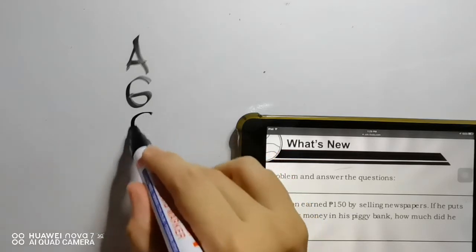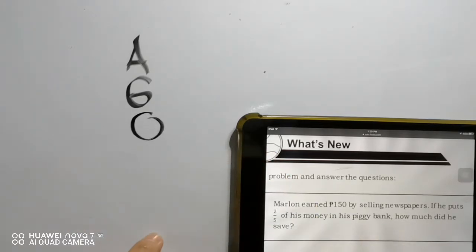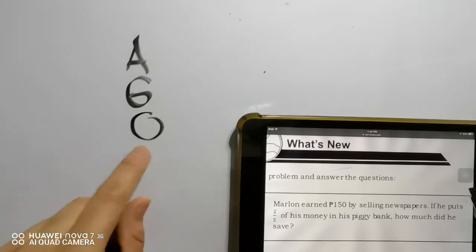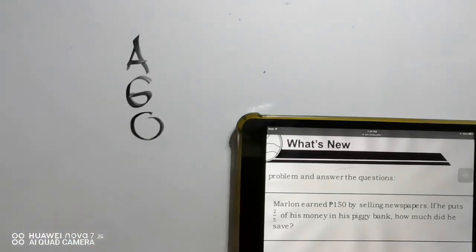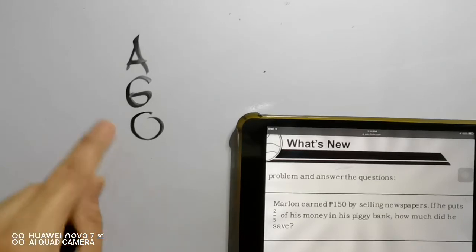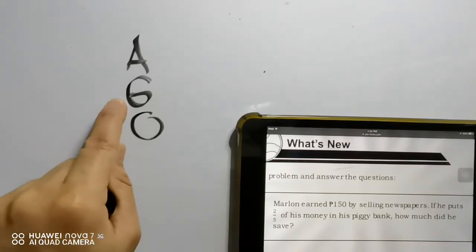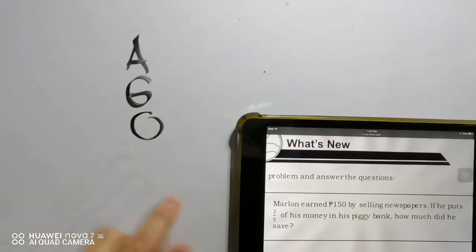Next, the operation. What is the operation? Actually, to get the operation, you go back to what is being asked. It asks how much he set aside or kept in his piggy bank. So the operation there is multiplication. The number sentence is the combination of the given data, the given facts or the given numbers, and the operation.